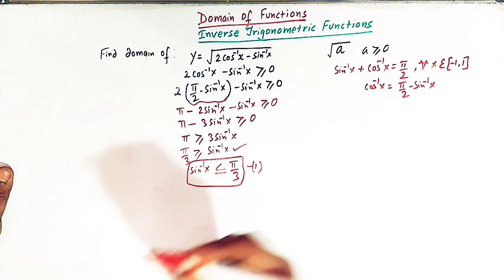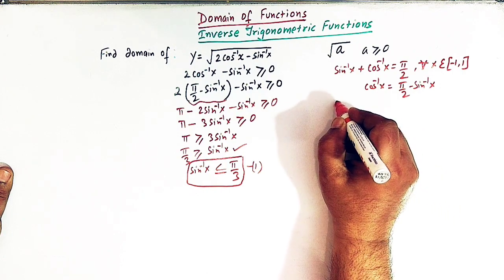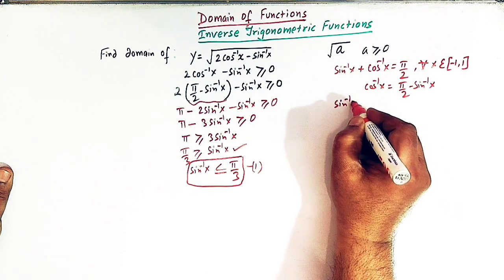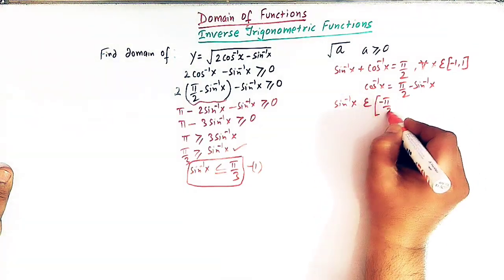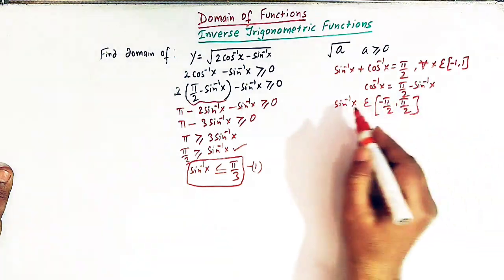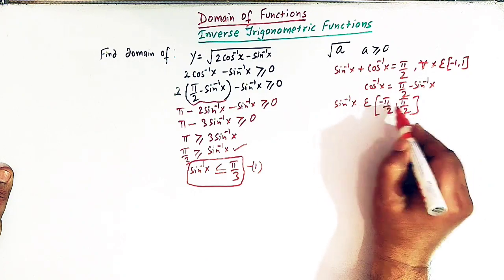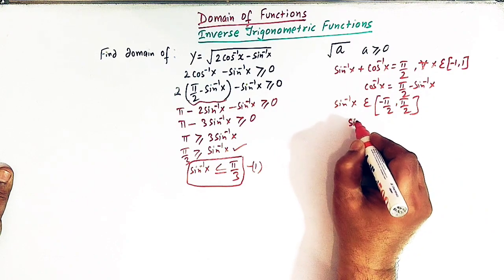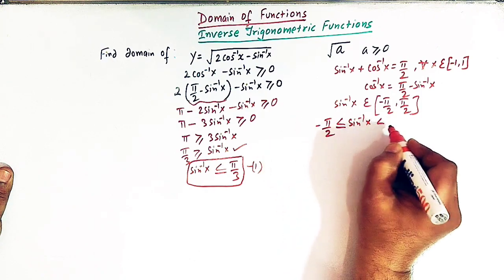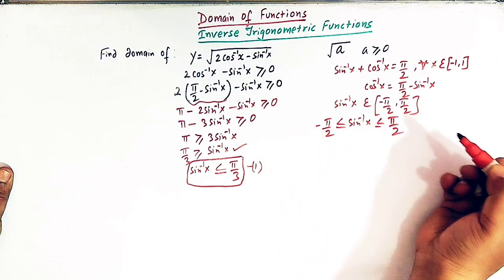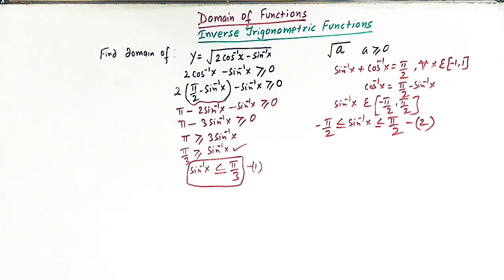Now let us use one more important result from inverse trigonometric functions, that is, the range of sine inverse x belongs to the interval minus pi by 2 to pi by 2. So sine inverse x must lie between minus pi by 2 and pi by 2, including both these numbers. We can also write it like this: sine inverse x is greater than or equal to minus pi by 2, and less than or equal to pi by 2. We call this inequality number 2.